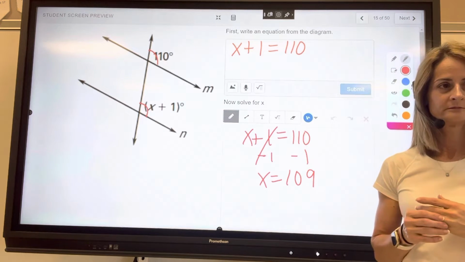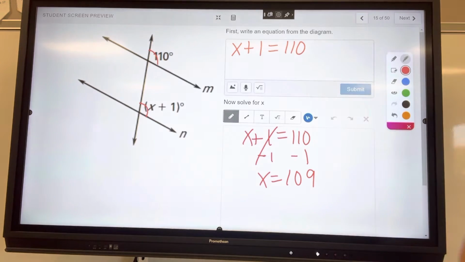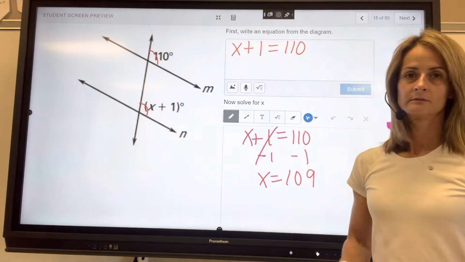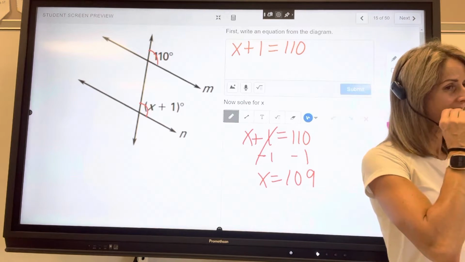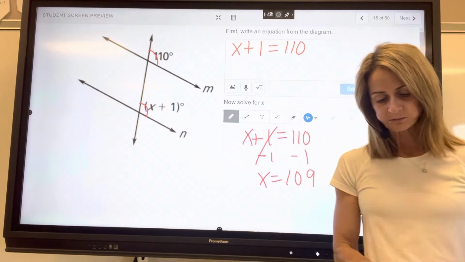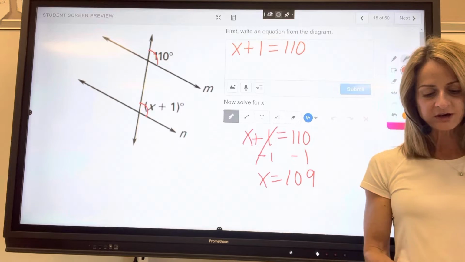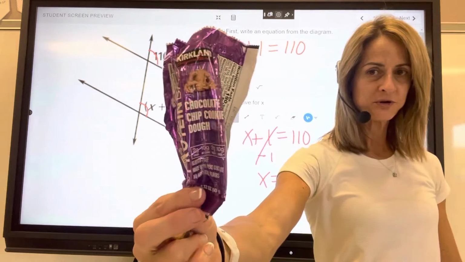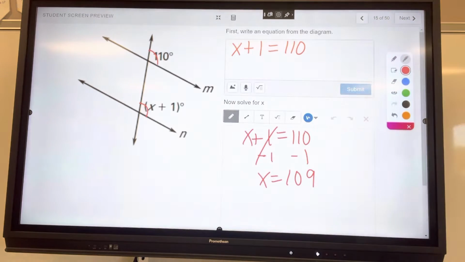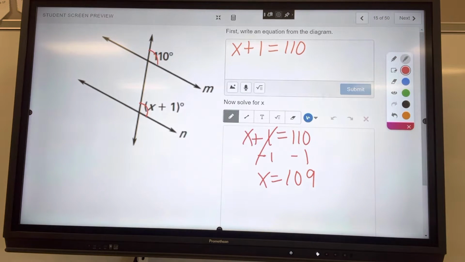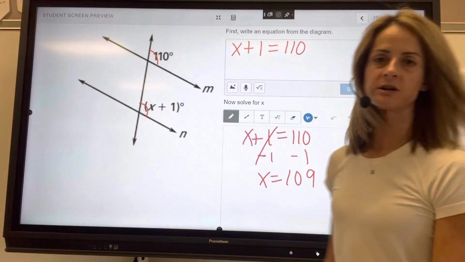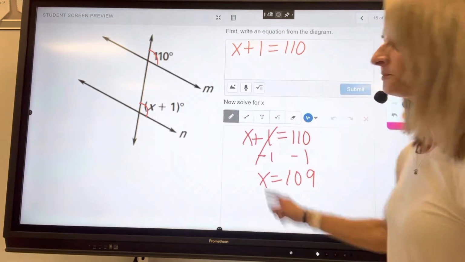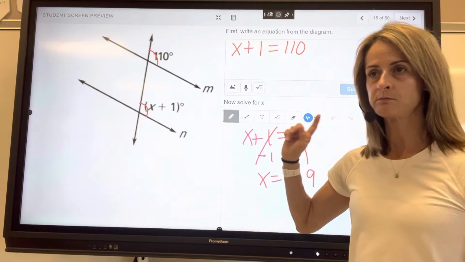How are we doing? I know it's really early. And it's Friday. I'm eating a Costco Kirkland protein bar. They're not good, but they're cheap. They're like $1 a piece. It's like 20 grams of protein. Questions? Moving on.